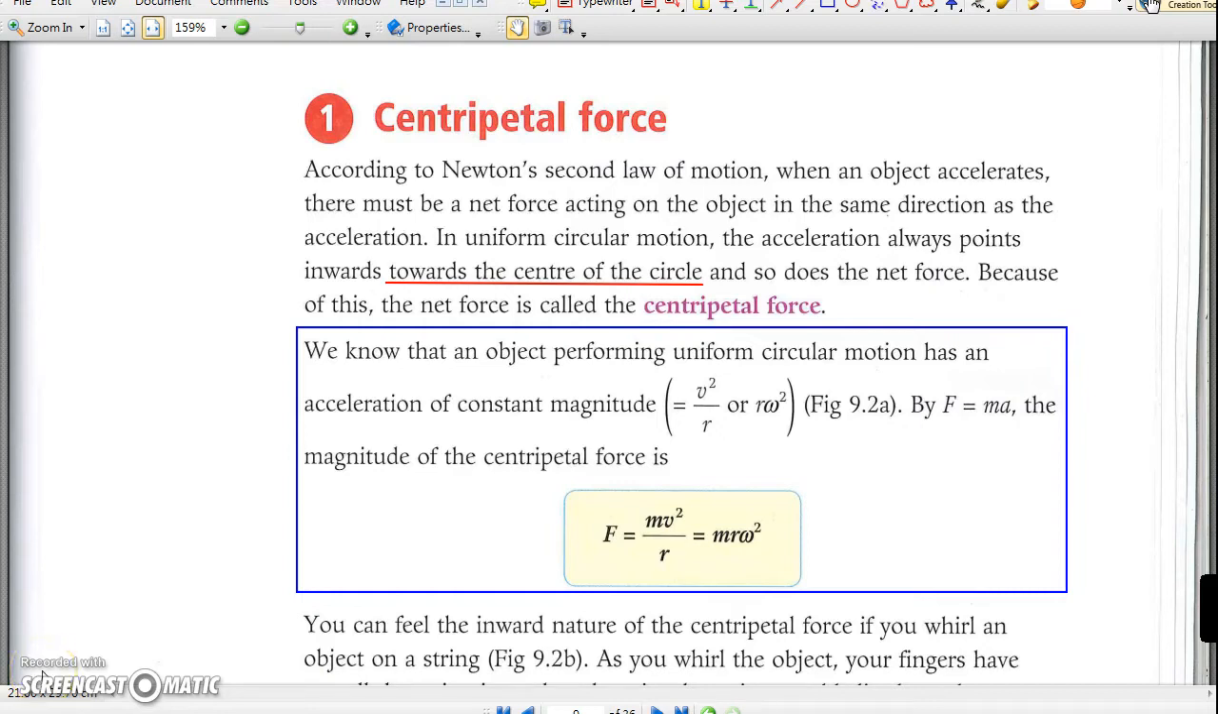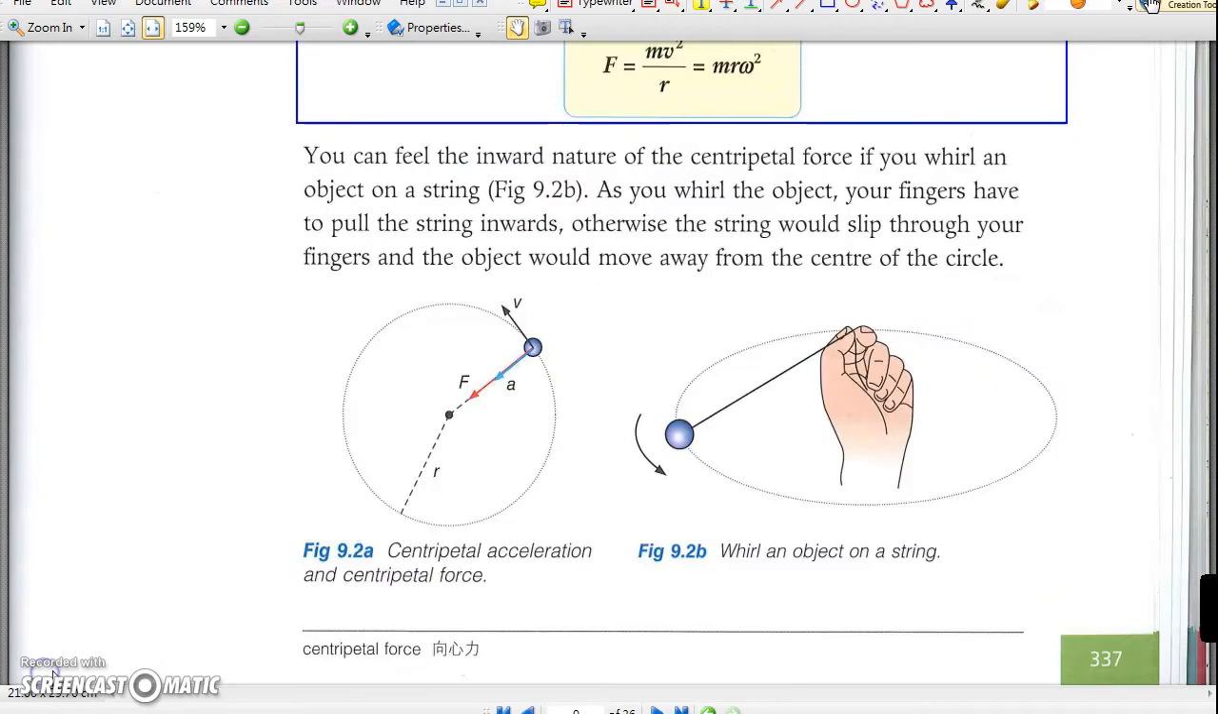The force that produces such acceleration is called centripetal force. As centripetal acceleration always points towards the center of the circular path, the centripetal force must also point to the center of the circular path as well. When you roll a mass, the tension exerted on the mass pulls the mass towards the center. In other words, the tension provides the centripetal force.